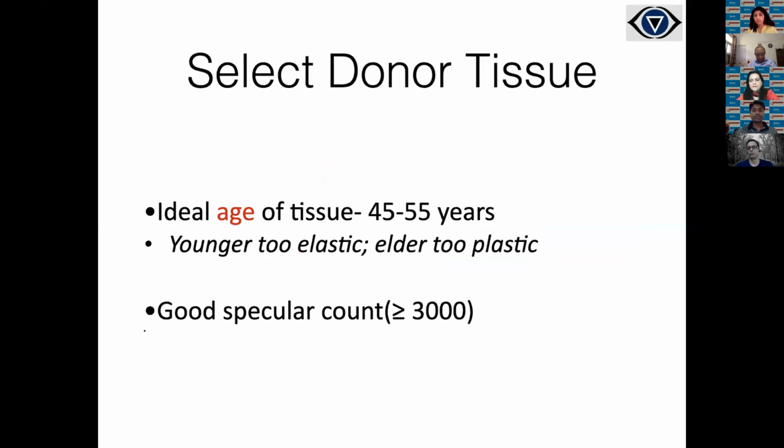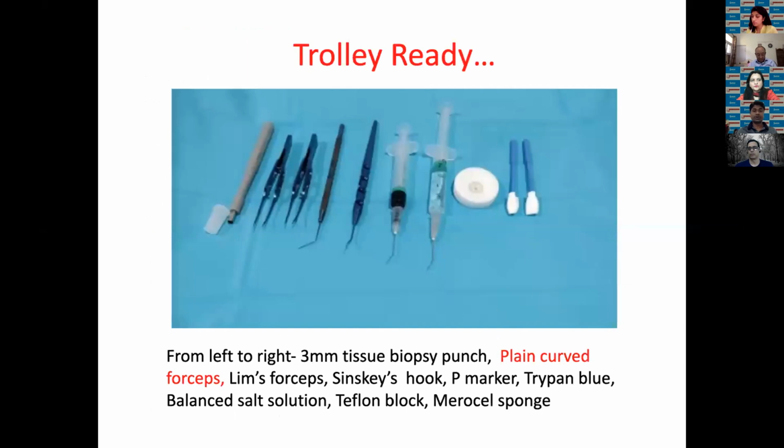Select donor tissue. You have to select between 45 to 55 years. These are best, as Dr. Fogla also highlighted. Younger tissues are too elastic and elderly are too plastic. In initial cases, you should take good cell count tissues. That is always good. Most of the instruments that are needed are already there in your OR.